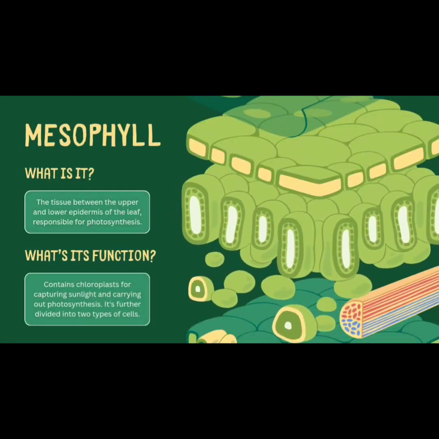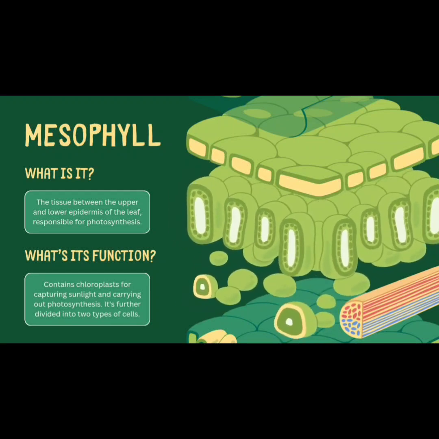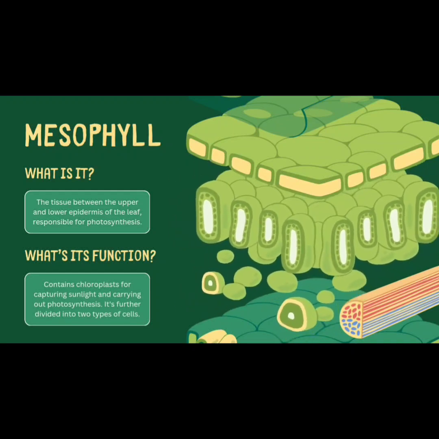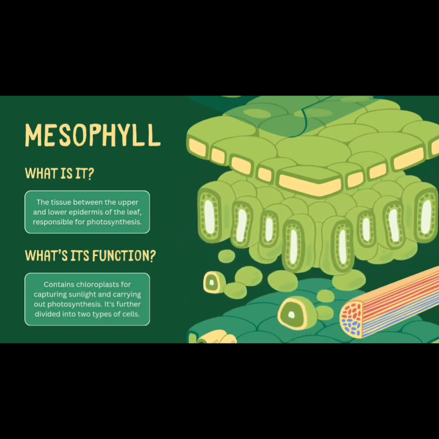Mesophyll. What is it? It is the tissue between the upper and lower epidermis of the leaf, responsible for photosynthesis. What's its function? It contains chloroplasts for capturing sunlight and carrying out photosynthesis. It's further divided into two types of cells.